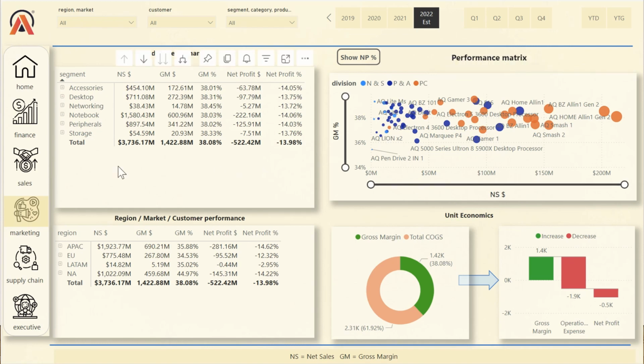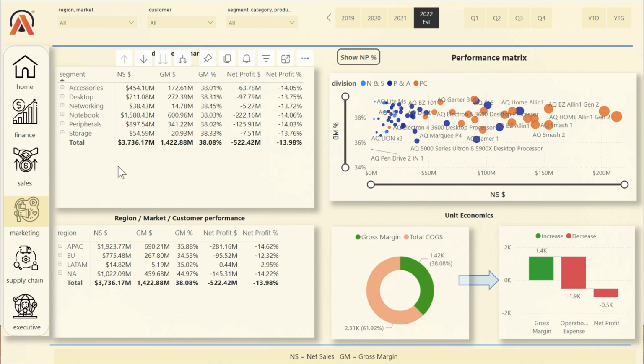So if we see the first table, we can see that it is similar to the sales table, but the only difference here is we have included the net profit and net profit percentage. And instead of customer, here we are more focused on our product.